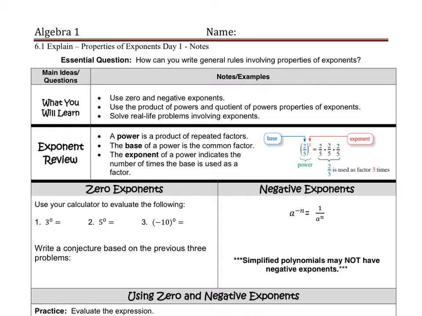We're going to start with zero exponents because they're kind of a special situation. So what I want you to do is use your calculator, type in 3 and raise it to the power of 0 and press enter. And when you do that, you get 1. So pause your video and do number 2 and number 3, and then start the video back up for an explanation.